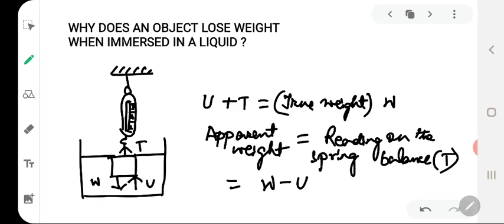So obviously whenever an object is immersed in a liquid, a part of its weight gets balanced by the buoyant force or the upthrust, so there is an apparent loss in weight. Now this should be understood that the loss in weight of an object when immersed in water is the apparent loss in weight, because neither the object has lost any matter nor the gravity at that place has changed. This is only because of the fact that some amount of its weight has got balanced out with the buoyant force or the upthrust. That's why an object when immersed in a liquid appears to be lighter.